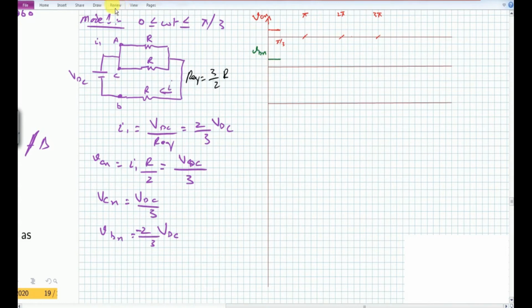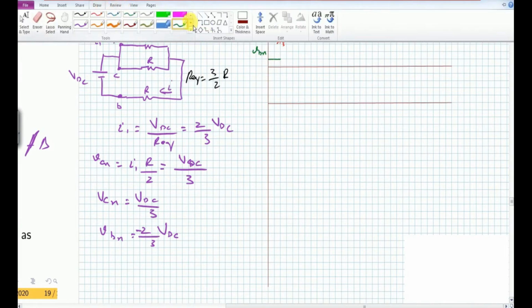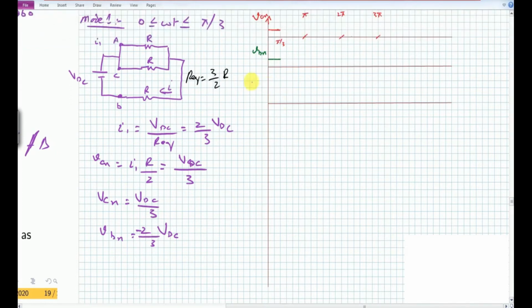For the third waveform, that I should draw with some other color, for example, this blue color is okay. This is VC of n. VC of n is equal to minus 2 by 3 VDC. That is equal to, for this particular time, this is the VDC, this is the VCN. So this is for the mod number 1.